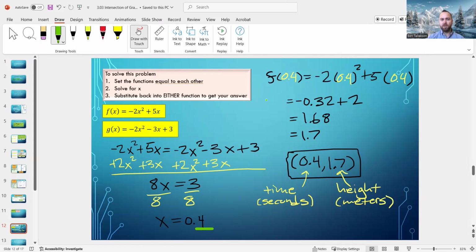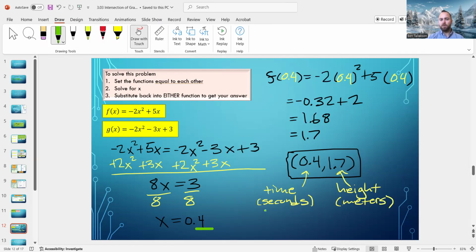So we take this x value, we plug it into our original function, either one, and we square 0.4, multiply that with 2, multiply 5 times 0.4, combine those like terms, we get 1.68, round that to the nearest tenth, you get 1.7.